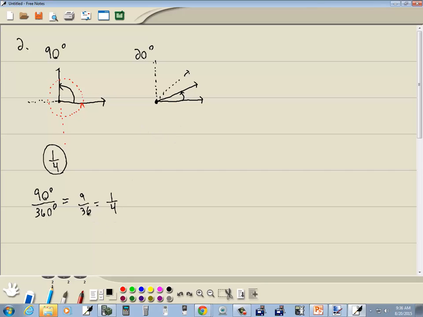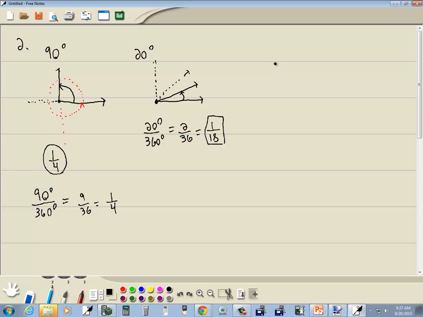I said we're just going to divide by 360. So we'll take our 20 degrees, divide by 360 degrees. Degree marks cancel, zeros cancel. We get 2 over 36, which gives us 1 over 18. So 1/18 of a revolution is what that's equal to.